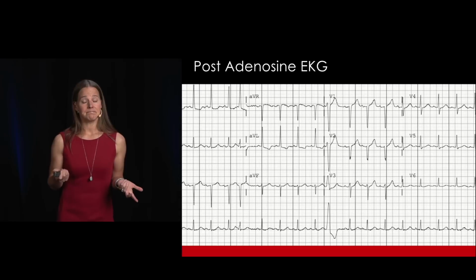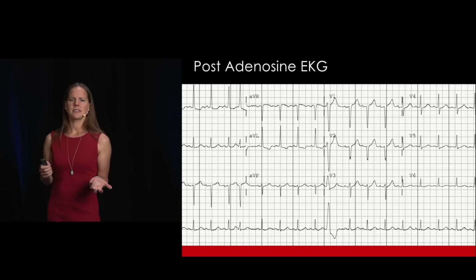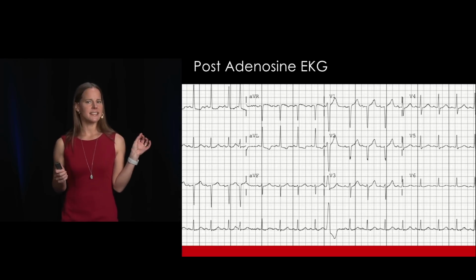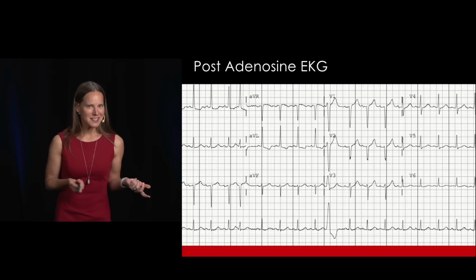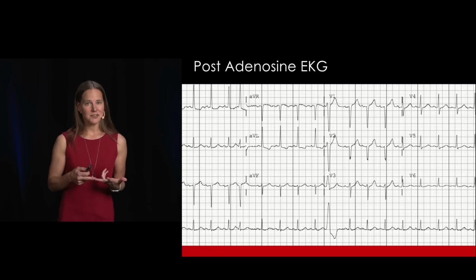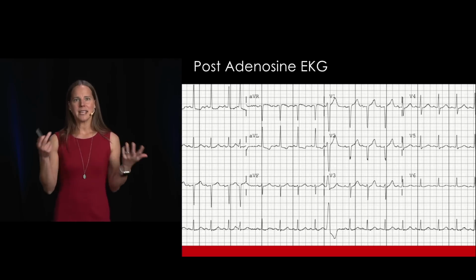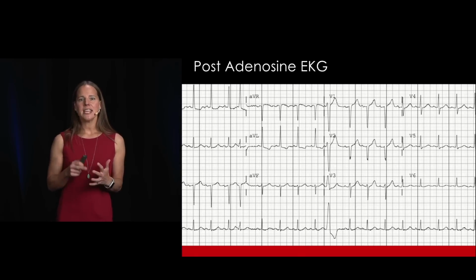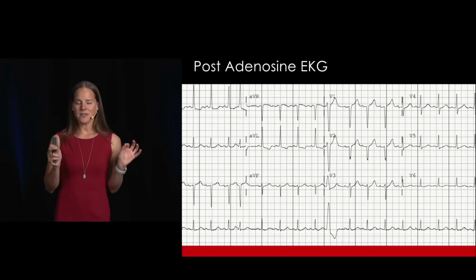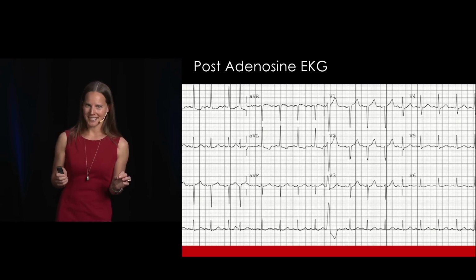So we admitted him. And what they found out, well, was this VTAC or was this SVT? So they did an EP study. He did have an SVT, and it was a rate-related bundle branch block. And then he also had 3-vessel coronary artery disease.